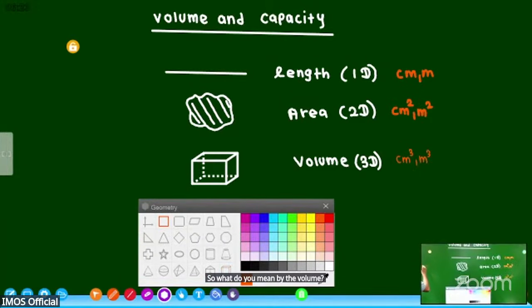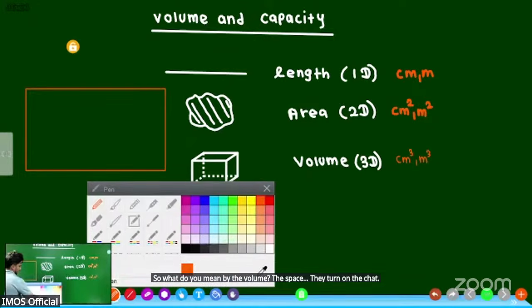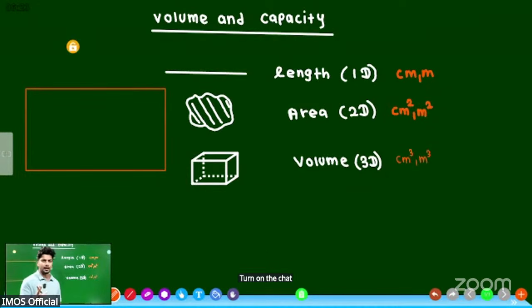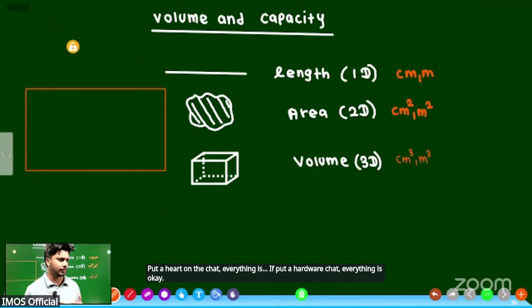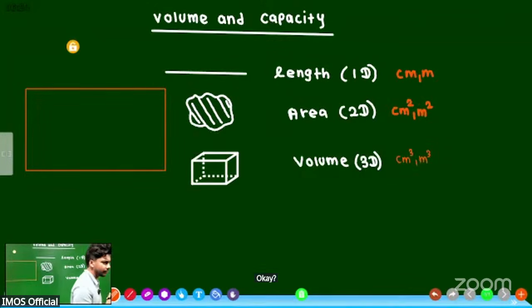The space, turn on the chat, put a board clear, turn on the chat. Video and everything is okay, is there any quality drop? Put a heart on the chat if everything is okay. We are streaming in 4K. Okay.